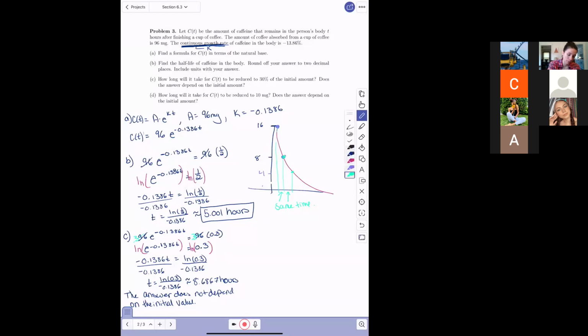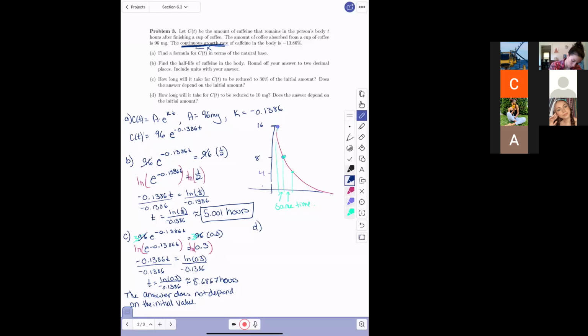So let's try problem D. And that just goes to show that for the half time and the doubling time, it doesn't matter where on your graph you start to find your half time or doubling time. It's going to take the same amount of time for your quantity to double or be cut in half. That further explains that.